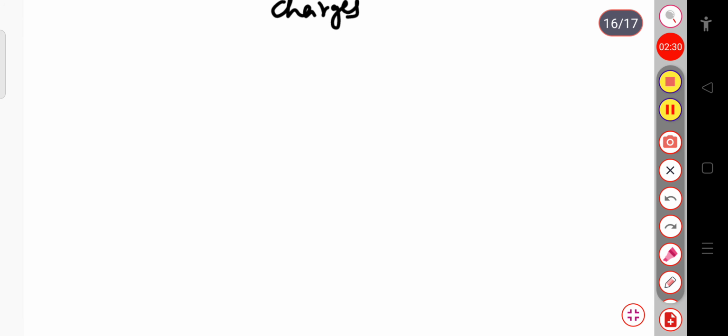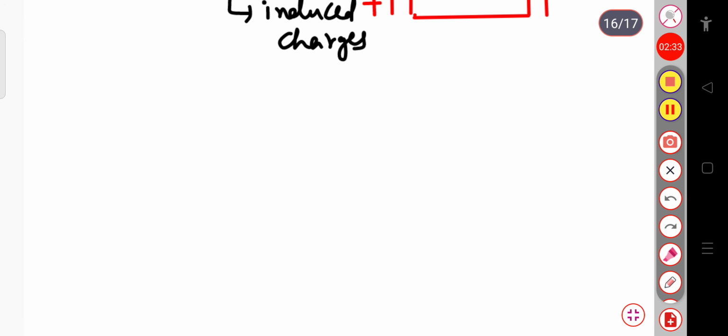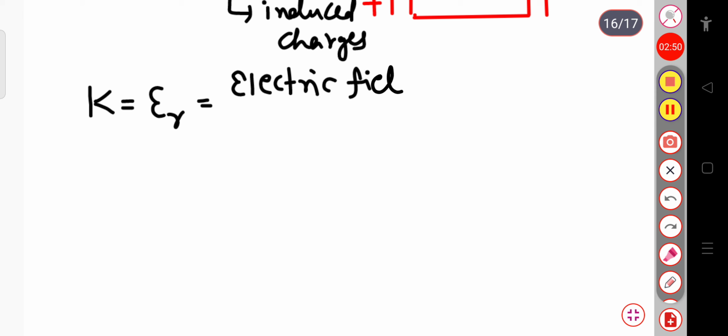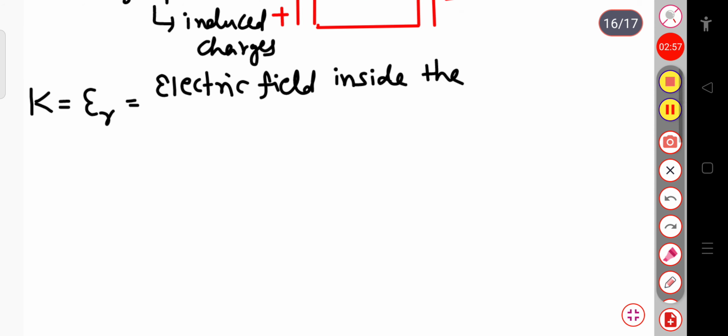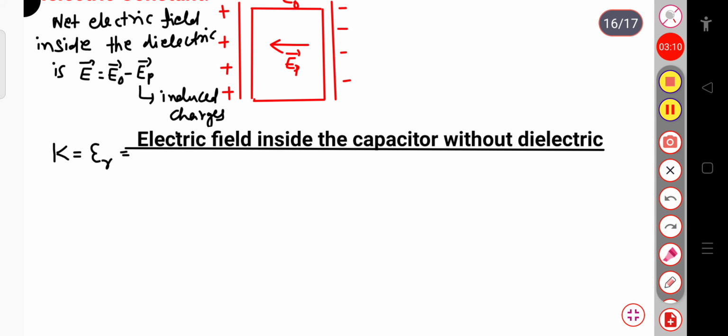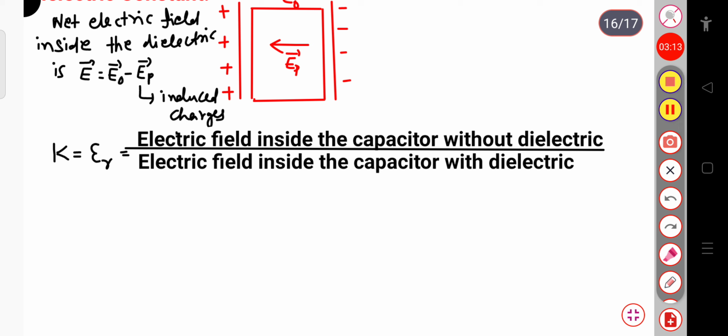Now what is the dielectric constant? This dielectric constant K, which is sometimes written as K equal to epsilon r, is nothing but the ratio of the electric field inside the capacitor without dielectric to the electric field inside the capacitor with dielectric. Okay, this is the dielectric constant, it is the ratio between these two.